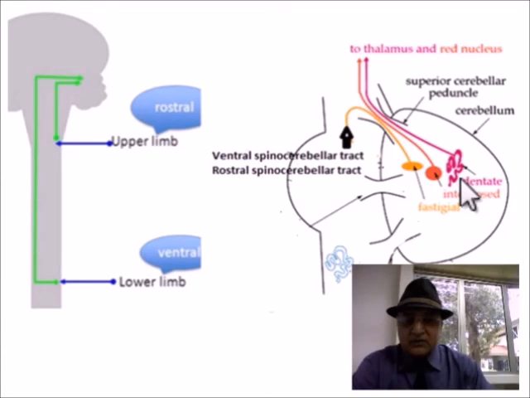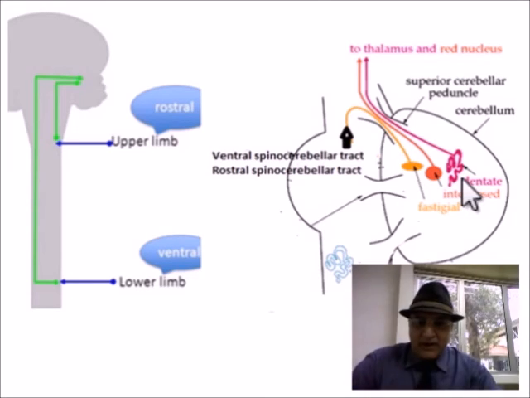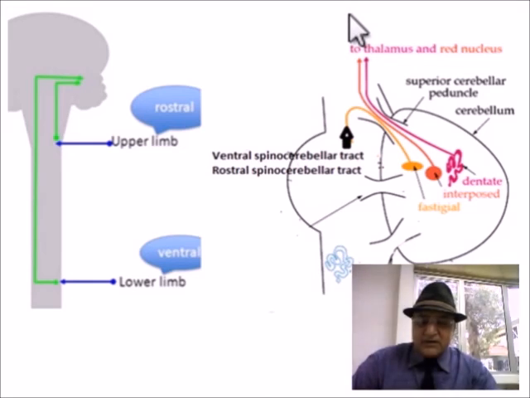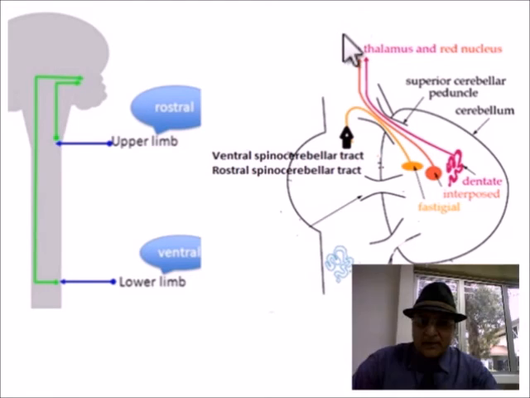And we know that the dentate nucleus is in the cerebrocerebellum, and the cerebrocerebellum makes connection with the cerebral cortex via the thalamus. So the tract will be called the dentothalamocerebral tract, which is an outgoing tract to reach the cerebral cortex. And the other tract which comes out from the dentate nucleus, that is from the cerebellum, is the dentorubral tract. And then from the red nucleus, the tract will go to the spinal cord, so it will be called the rubrospinal tract.